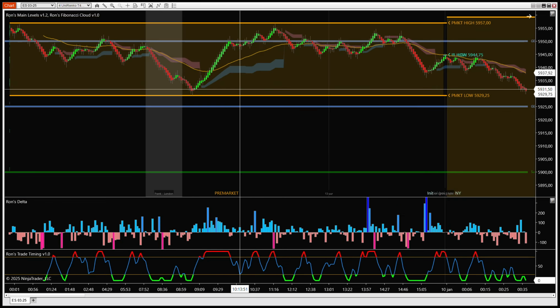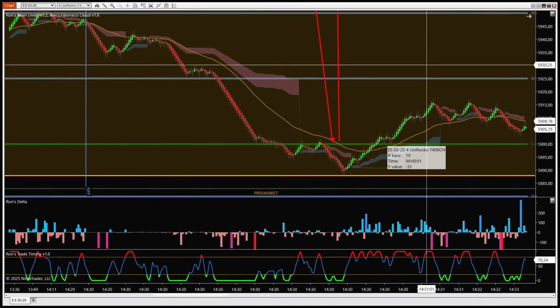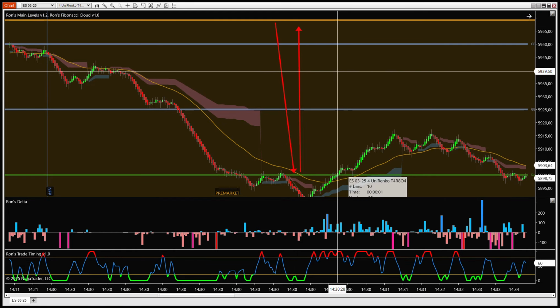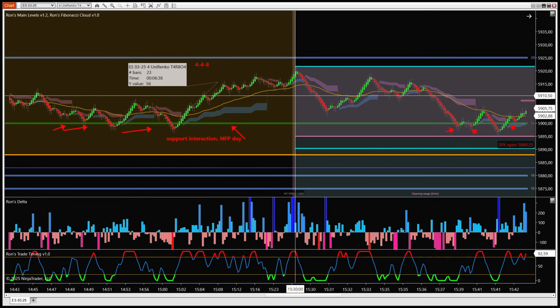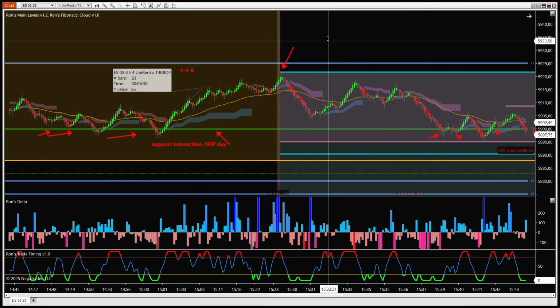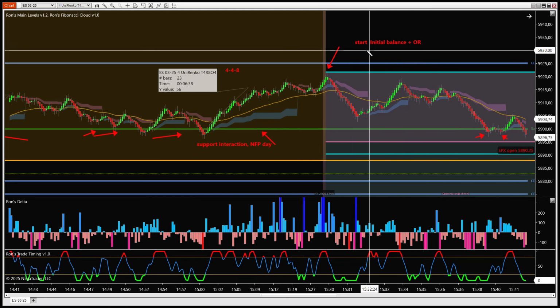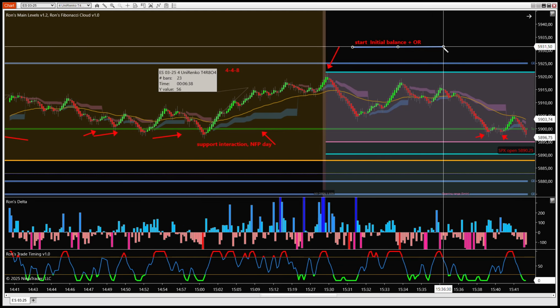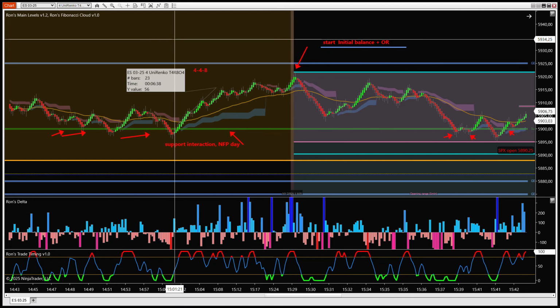And what is pre-market? Pre-market is everything between yesterday close and today's market open. So today, this is the open, New York open here. And in this moment, the initial balance starts. Initial balance plus opening range. I'm a big fan of the opening range on ES. We have very solid levels to trade, and we really love them.